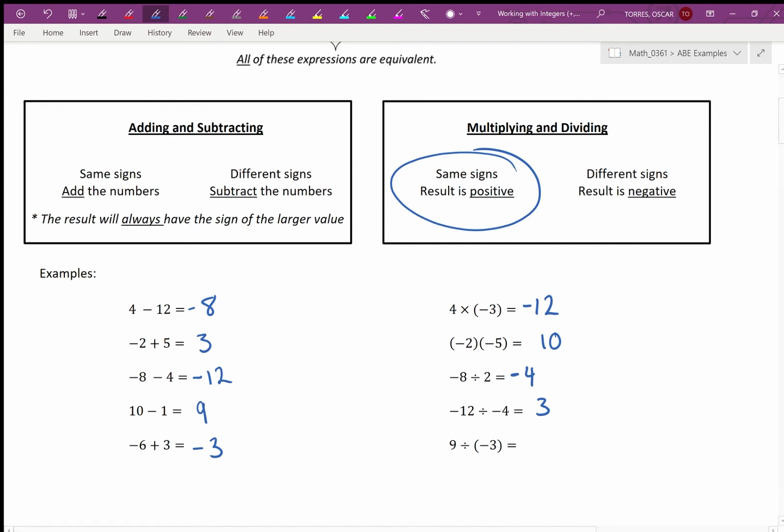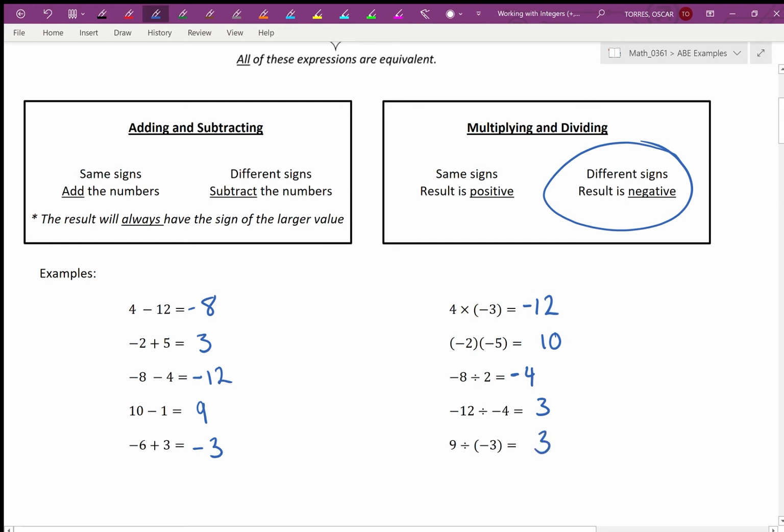For this last example, we have positive 9 and a negative 3. One's positive, one's negative, so they have different signs, which means the result is going to be negative. 9 divided by negative 3, or 9 divided by 3 would be 3, but the result needs to be negative, so we end up getting a negative 3 as the final answer. Following these two rules should be enough to complete most of the problems that you come across, but there are some special cases in which these are a little harder to follow.